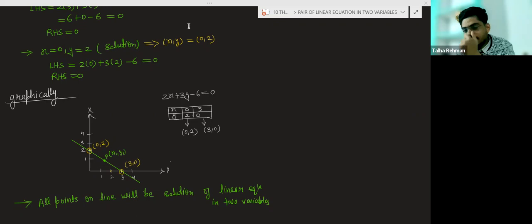So in the next class, we will take two lines, two linear equations, basically a pair of linear equations. And with the help of a graph, we will find the solution of that pair of linear equations.